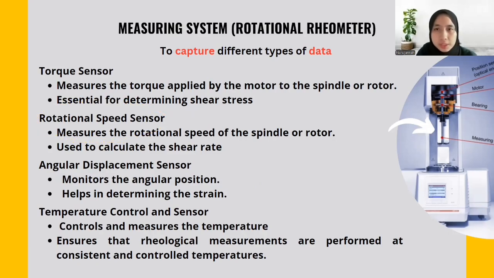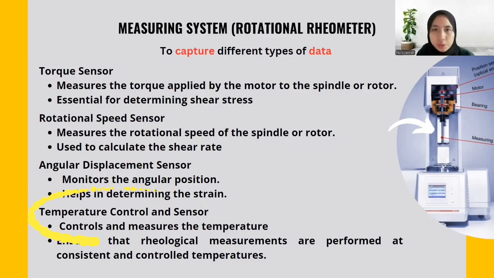Next is the rotational speed sensor. It measures the rotational speed of the spindle or rotor. It is used to calculate the shear rate, which is derived from the rotational speed and the geometry of the measuring system. Another measuring system is the angular displacement sensor. It monitors the angular position of the rotating component and helps in determining the strain applied to the sample.